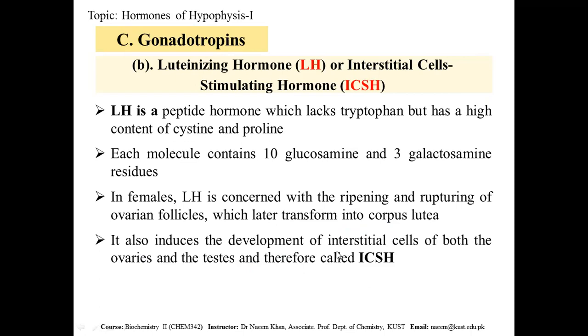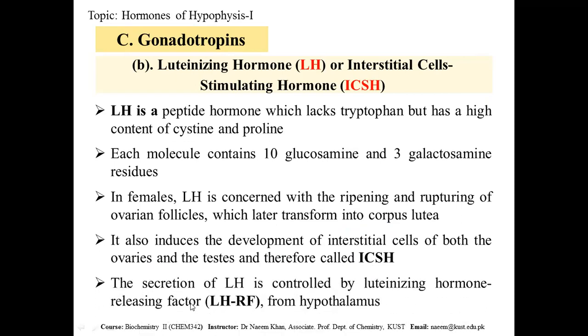It also induces the development of interstitial cells of both the ovaries and testes, and therefore it is called interstitial cell stimulating hormone. This hormone is named interstitial cell stimulating hormone because it actually induces the development of interstitial cells there of the ovaries and testes. The secretion of this hormone is also, like other hormones, under the control of the hypothalamus, and the releasing factor is luteinizing hormone releasing factor, LHRF.